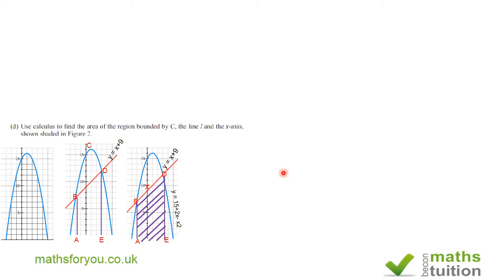Okay, and then it says use calculus to find the area of the region bounded by C, the line L and the x-axis shown shaded in figure 2. So we're looking for this area there. In order to find this area here, it makes sense to find what this area, the unshaded region, is.